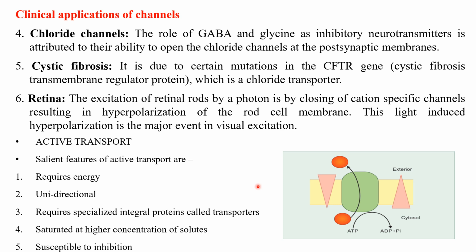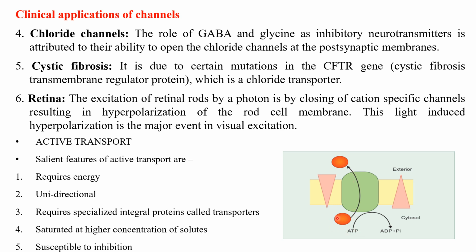So this was all about the various types of passive transportation via diffusion, via the mediacy of certain carrier proteins in the form of various channels, aquaporins, ion channels, etc. Now move on to active transport. As the name suggests, active means it requires the involvement of energy. At the expense of energy, this process happens. It is unidirectional, requires specialized integral proteins called transporters, is saturated at high concentration of solute, and is susceptible to inhibition.